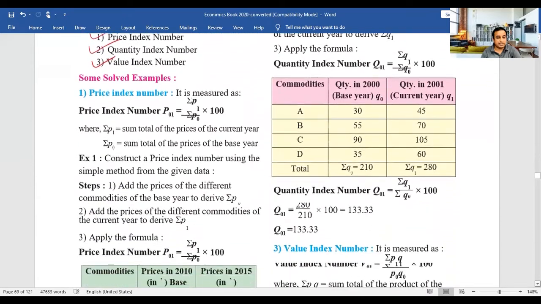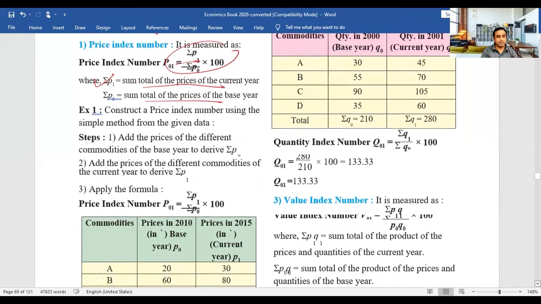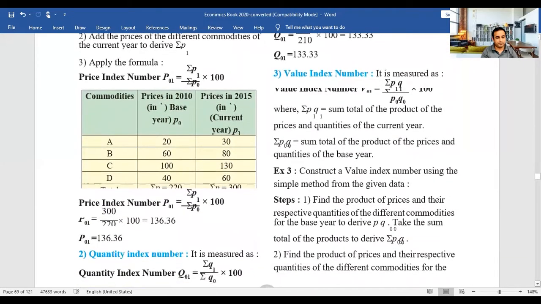So in price index number, we use the formula: price index number is summation P1 upon summation P0 into 100, where summation P1 is the total prices of current year, summation P0 is sum total of the prices for the base year. We have to just do the summation and we have to apply the formula.